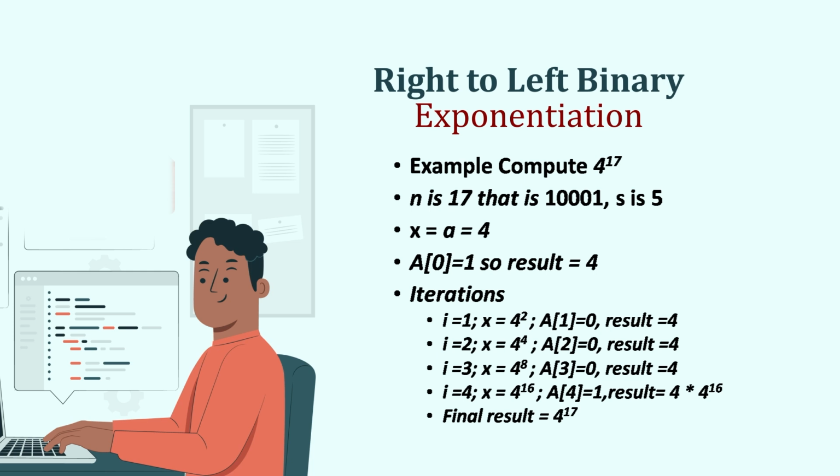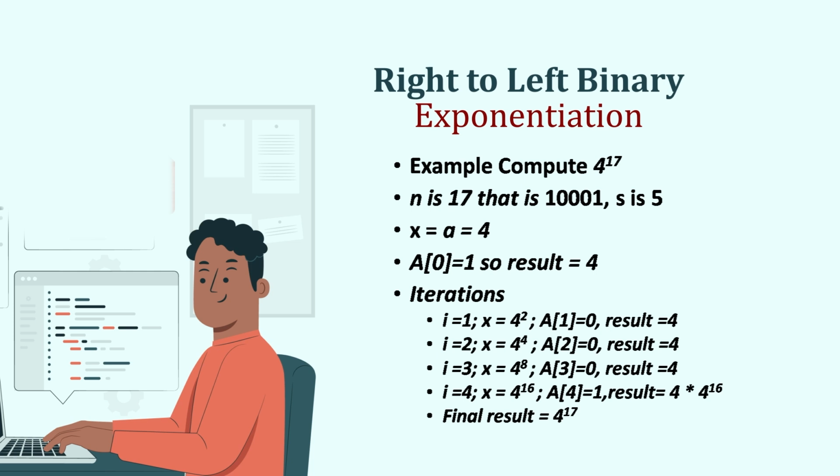So this is 17 in binary. So what is there now? S becomes 5, right? And when x equals a equals 4, right? So the value of a0 is equal to 1, so result becomes 4. The else condition, that is, result equals a, then the condition becomes true. Okay, so a0 is 1, so result becomes 4.